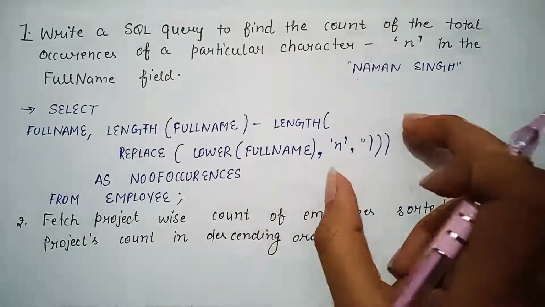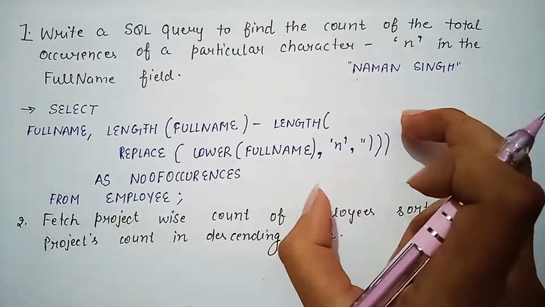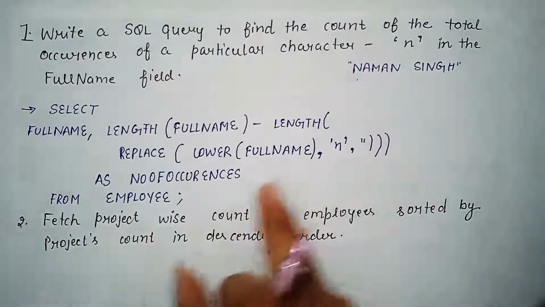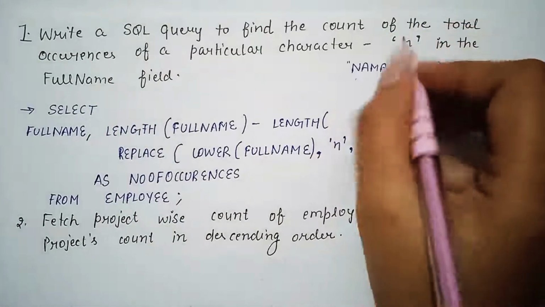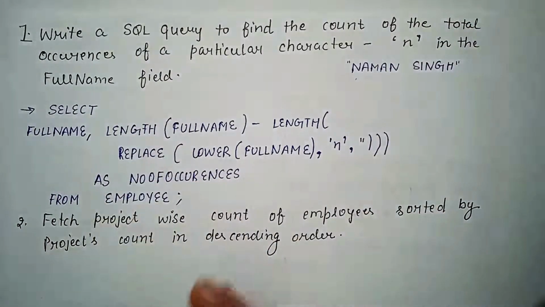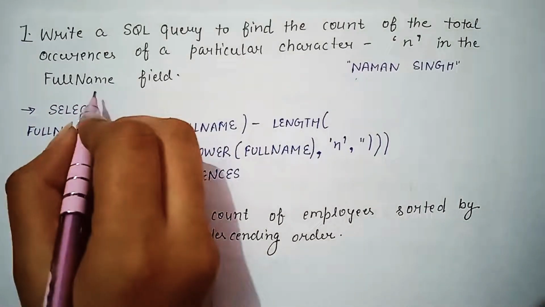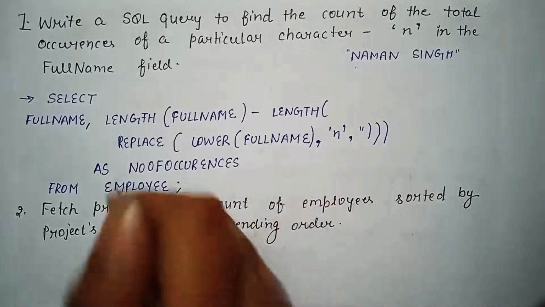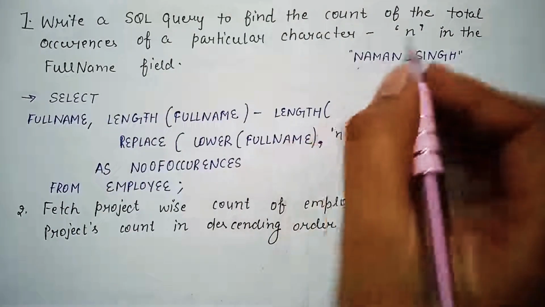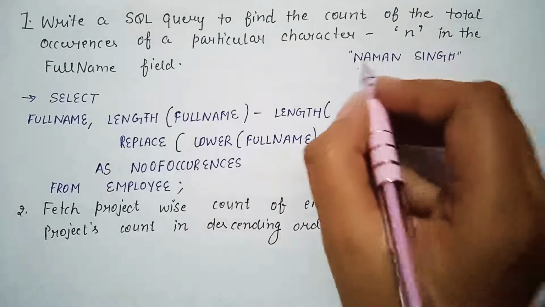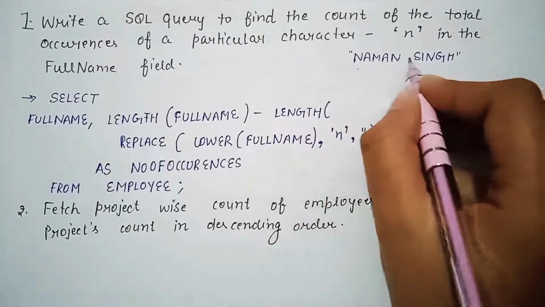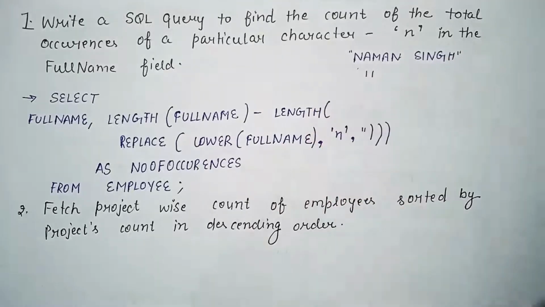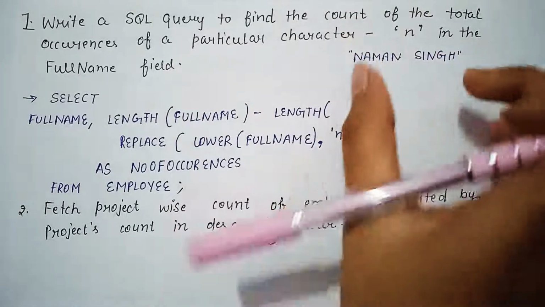So this is the query. I know it's quite a tough query, but when I let you understand it, you will find it very easy. This query will fetch all the occurrences of n from the full name column of the given table. Now let's see how this query will work. Firstly it will examine the length of this entire string. What is the length of this entire string? 1 2 3 4 5 6 7 8 9 10 11. So there are a total of 11 characters.